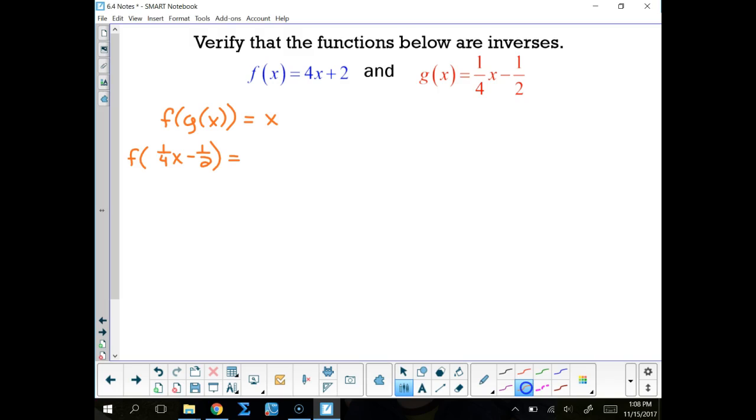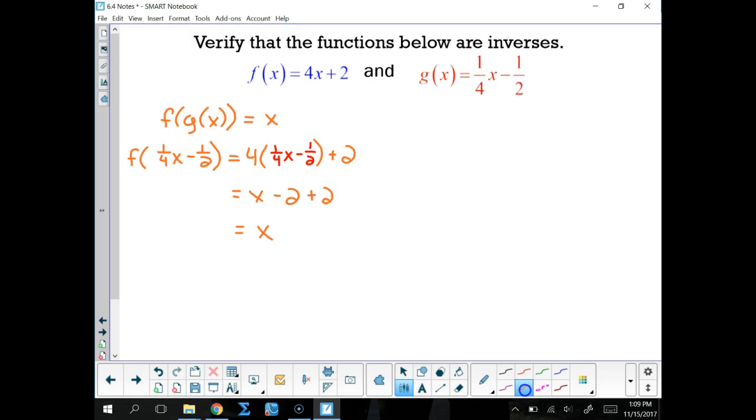Okay? Well, that's going to be 4 times that plus 2. Using the distributive property, 4 times 1/4 is 1, times x is x. 4 times 1/2 is 2, so that's going to be minus 2 plus 2. So that one equals x.